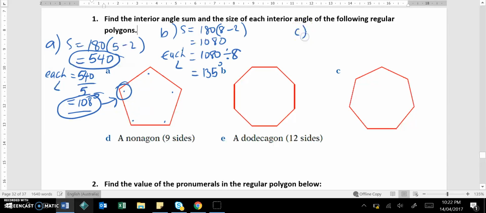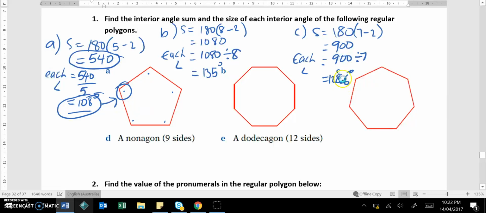Okay, for part C, you're doing a very similar thing. This is a septagon, so angle sum 180 times 5 essentially, which is going to be 900. For each angle, we'll do that answer and divide by 7, and that would give me 128.6 degrees. Okay, so it's really important you know what the question's asking you for and how to get the answer.